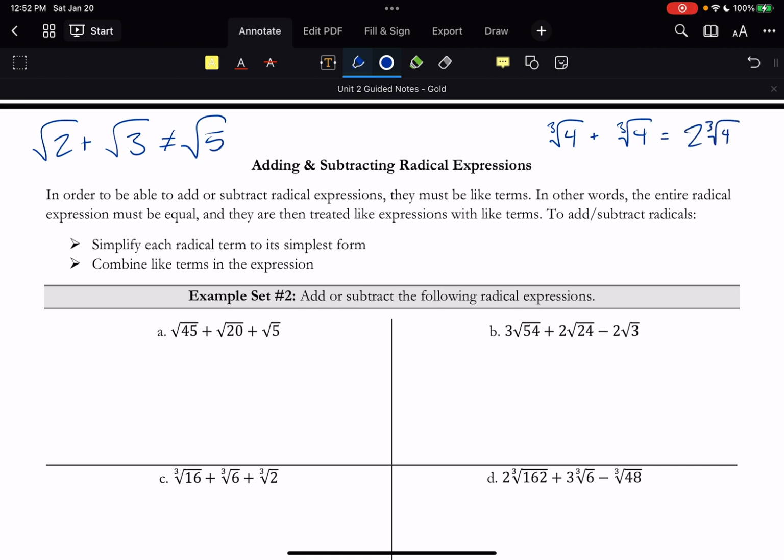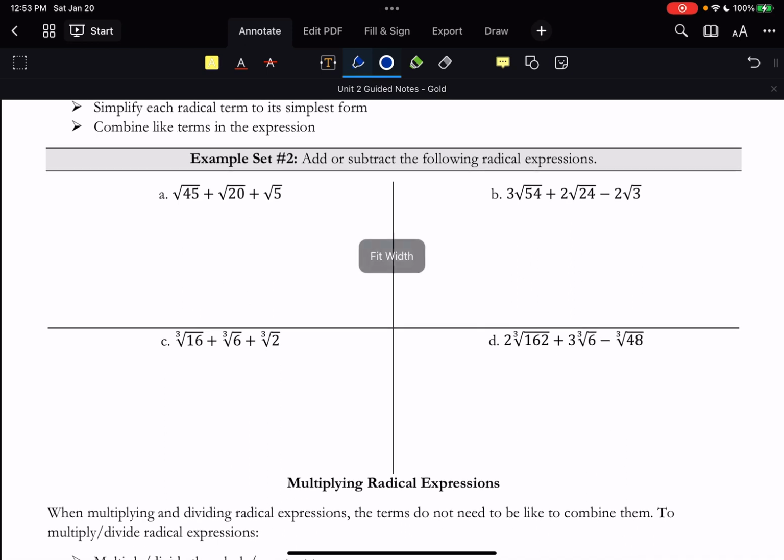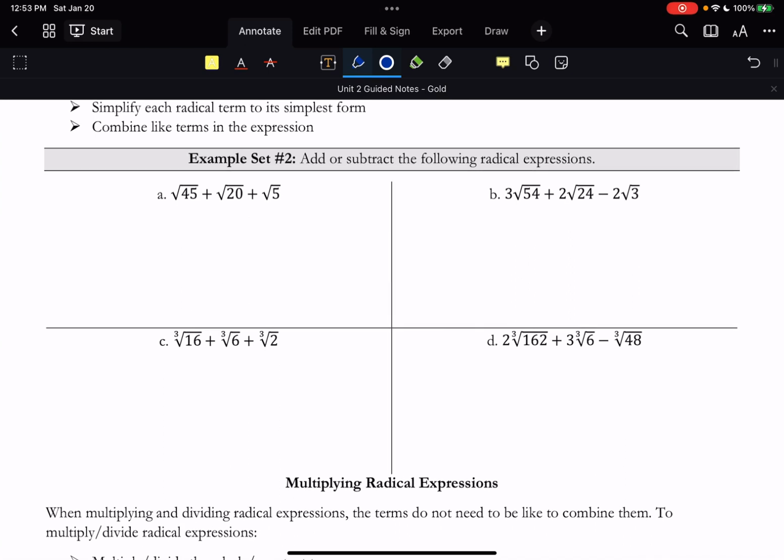So it's kind of just like treating them like variables. So you always want to see if you can simplify down first, and then once you simplify, you treat them again like variables and add together or subtract anything that has the same radicand. So I have the square root of 45 plus the square root of 20 plus the square root of 5. I can't add or subtract anything together yet, but when I take a look, I can simplify down.